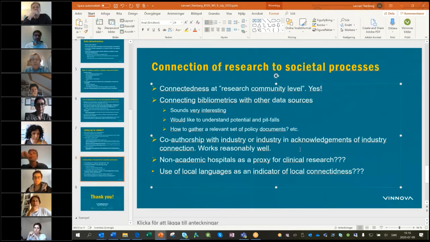Industry, I think it works reasonably well. It's meaningful. Non-academic hospitals as a proxy for clinical research, I'm skeptical, I have to say. I'd like to be convinced of that.